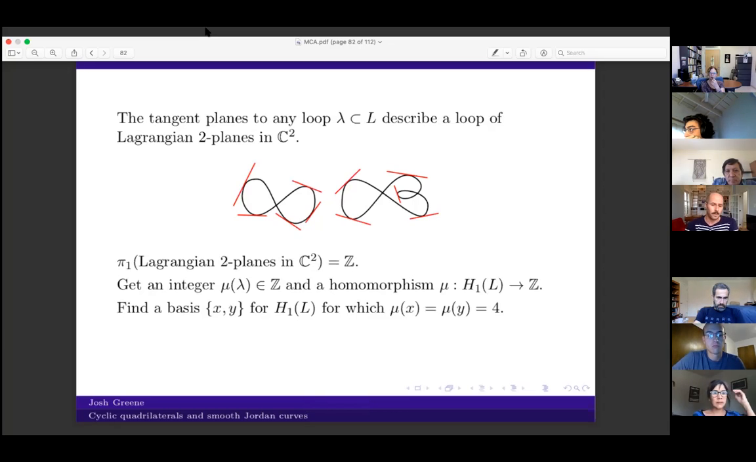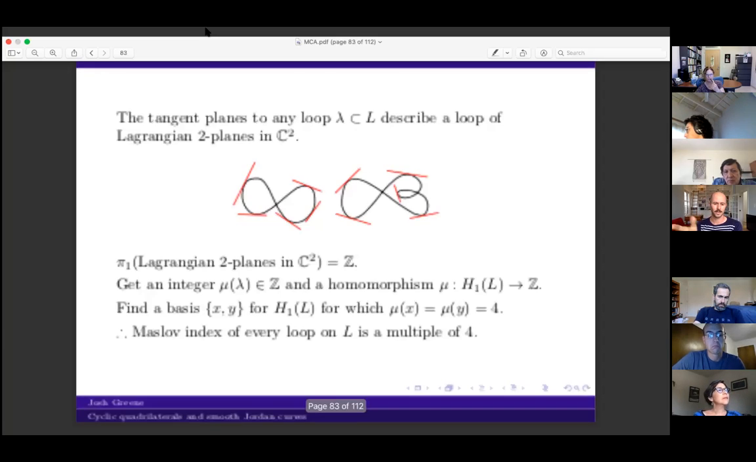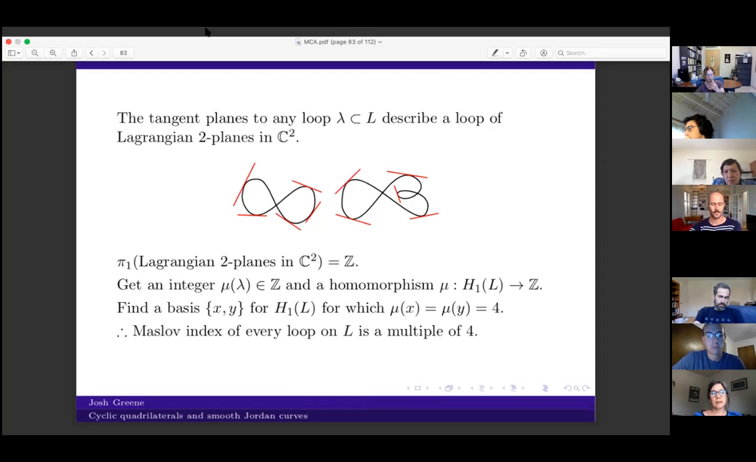Right, so what we do is, long story short, for our Lagrangian torus L, we find a basis for which we're able to calculate the evaluation of the Maslov class on the generators, this x and this y, and we find that it's 4 for each one, with the consequence that the so-called minimum Maslov number of this immersed Lagrangian is 4. The Maslov index of every loop on L is a multiple of 4. It's very direct from the construction of L.